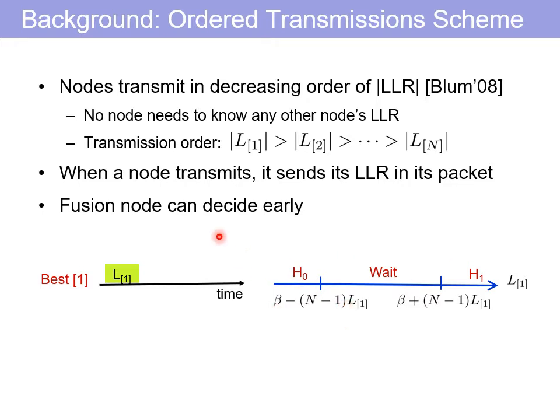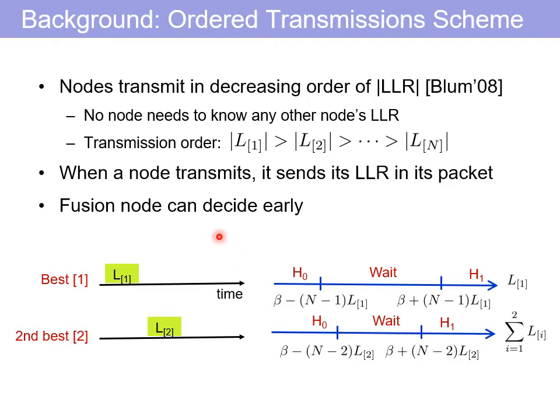So if it waits, then one more transmission will happen, which is by the second best node. With the second largest absolute value of the log likelihood ratio, it will send its log likelihood ratio in the packet, and now the fusion node compares the log likelihood ratios it has received until now. And if it exceeds a threshold, it declares H1. If it is below another lower threshold, it declares H0, or it waits. And again, these thresholds are functions that the fusion node can compute based on the information it has till now.